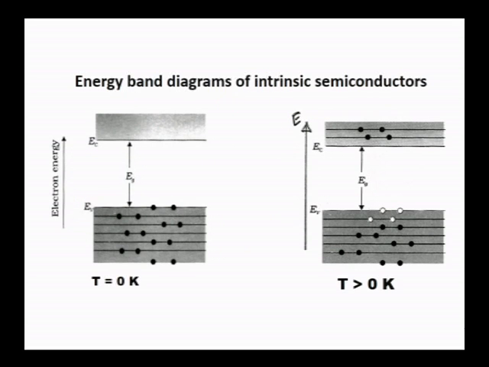Energy band diagram, if you consider for intrinsic semiconductor, you can see that at 0 Kelvin, all the electrons are in the valence band. None of them are in the conduction band. It means that this material, even though it is a semiconductor, will behave like a perfect insulator close to 0 Kelvin. Coming to another picture, to the right you can see here, temperature is more than 0 Kelvin.